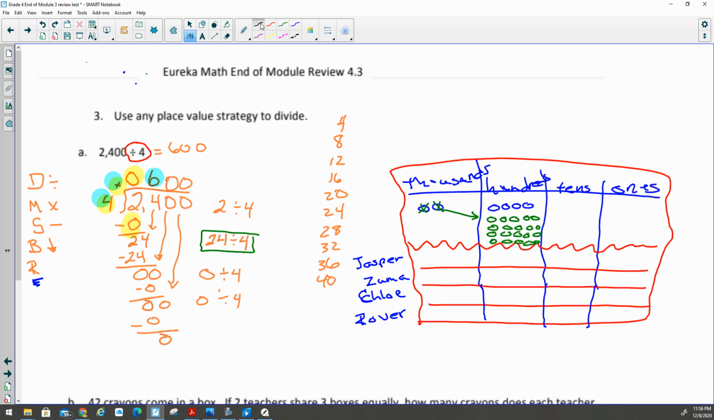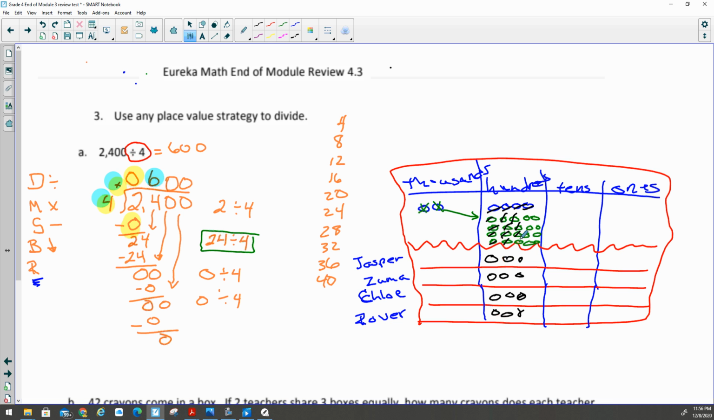So we're going to do that again, all right? I'm going to change colors as I cross out. So I cross out 4, 1, 2, 3, 4, and I give each dog 100, right? So there's 100 for Jasper, 100 for Zuma, 100 for Chloe, and 100 for Rover. Nice job. Then I cross out 4 more. 1, 2, 3, 4. 1 for Jasper, 1 for Zuma, 1 for Chloe, 1 for Rover. I cross out 4 more, and I give each dog 1. Try to keep these pages neat so that you don't miss a remainder or anything like that.